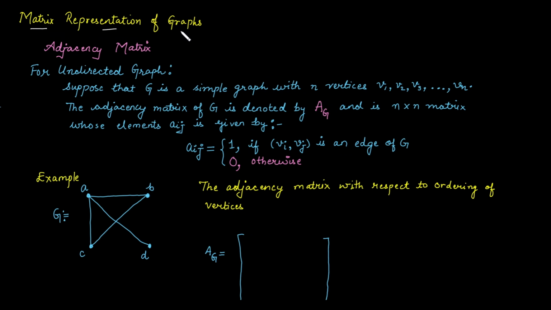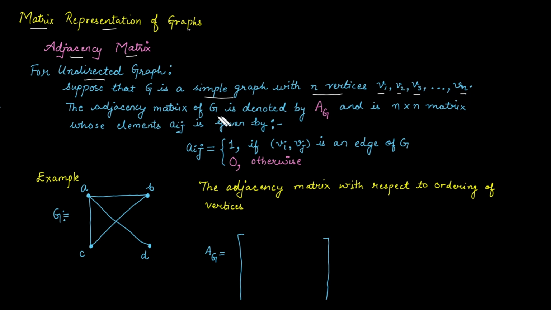Matrix representation of a graph. So the first representation is an adjacency matrix. Suppose we are considering an undirected graph, which is a simple graph. Simple graph means no multiple edges and no self loop in a graph. And the graph consists of n vertices v1, v2, v3 up to vn.